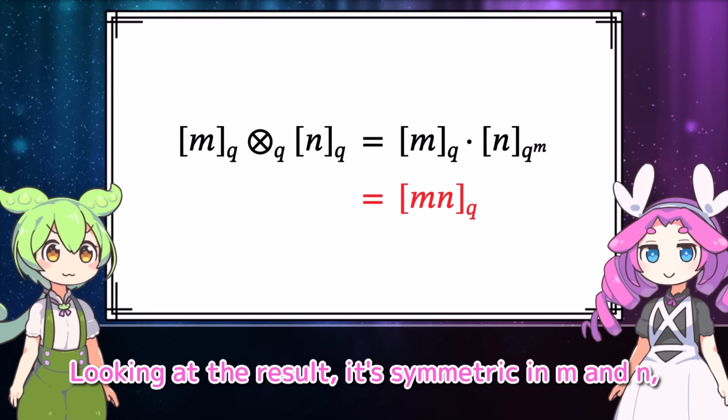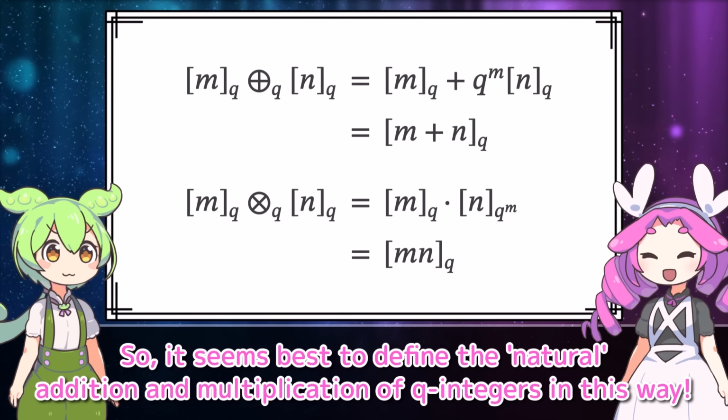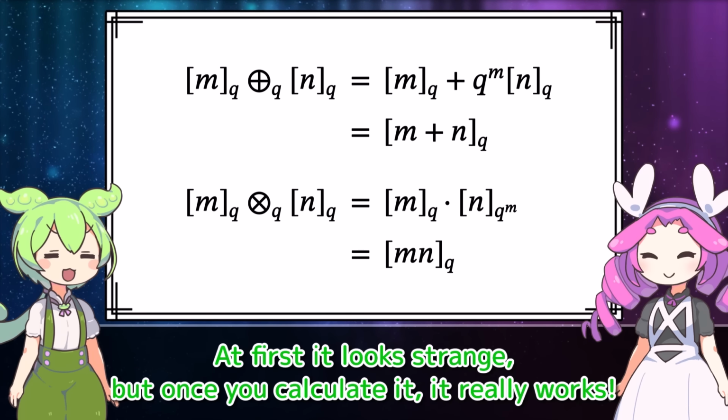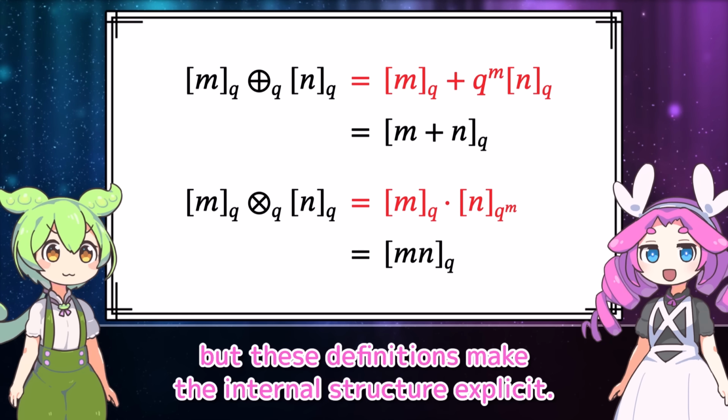Looking at the result, it's symmetric in m and n, so swapping m and n doesn't change the value in this definition. So it seems best to define the natural addition and multiplication of q integers in this way. At first, it looks strange, but once you calculate it, it really works. Both operations ultimately correspond to usual addition or multiplication, but these definitions make the internal structure explicit.